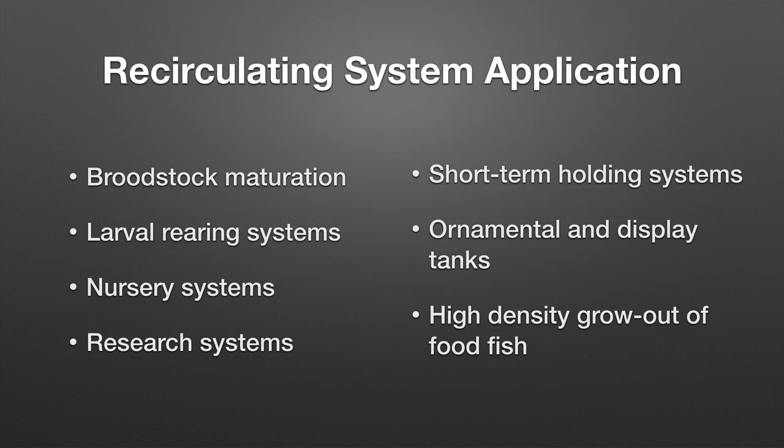Applications for recirculating systems are many: broodstock maturation, larval rearing systems, nursery systems, and research systems. They're also used for short-term holding of fish and in ornamental and display tanks, such as aquaria. They also can be used for high-density grow-out of food fish, but they're very different in their approach.